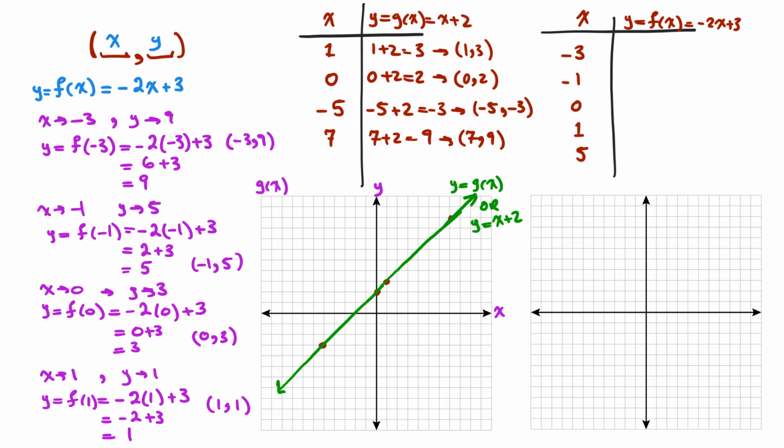So here at negative 3, I got 9. I got 5 here, I got 3 here, I got 1 here. And for 5, I'll just do 5 here. Negative 2 times 5 plus 3, which is equal to negative 10 plus 3, which is equal to negative 7. So plotting all my points here, I have negative 3, 9; negative 1, 5; 0, 3; 1, 1; and 5, negative 7.